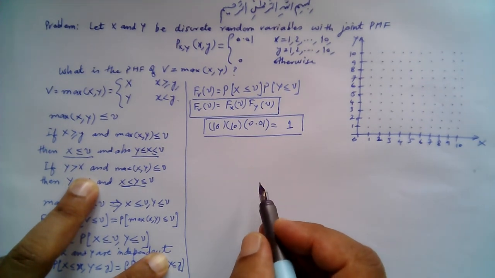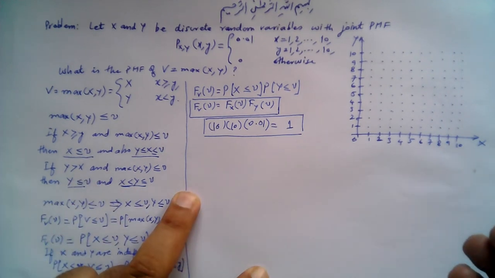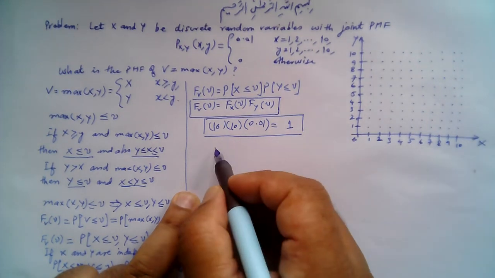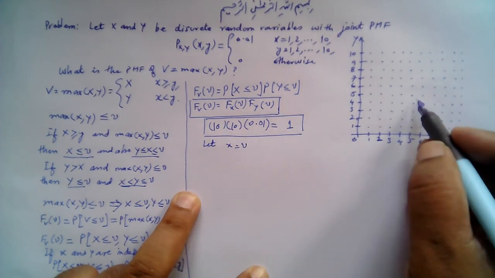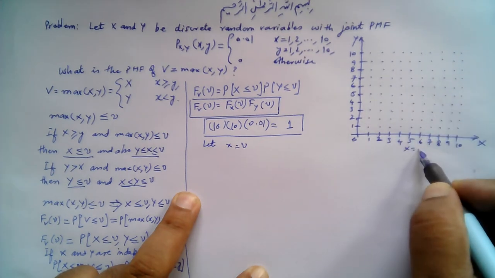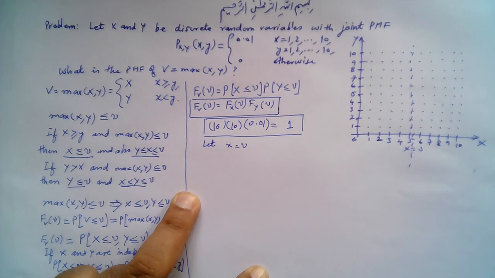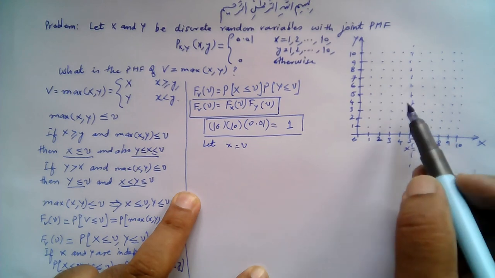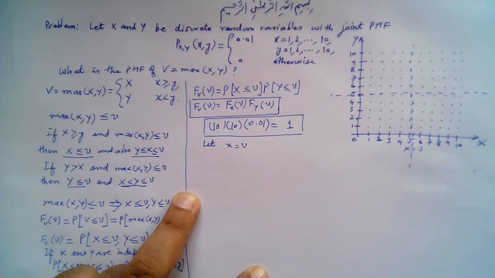So for our specific problem, let us choose an arbitrary value of v. Let x be equal to v, some value. x equal to v is a straight line along the y-axis. Similarly, if we say that y is equal to v, then this is a horizontal line.